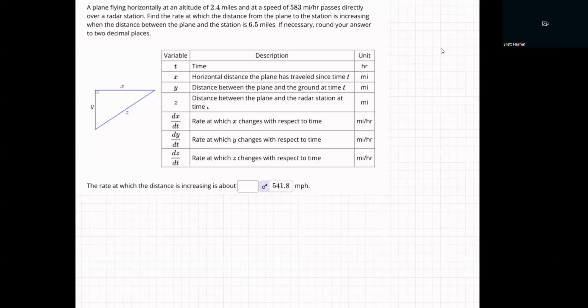Okay, so on this example, it says a plane flying horizontally at an altitude of 2.4 miles and a speed of 583 miles per hour passes directly over a radar station. Find the rate at which the distance from the plane to the station is increasing when the distance between the plane and the station is 6.5 miles. Okay, this one's nice. They give us a nice little picture. They give us all this helpful setup information.